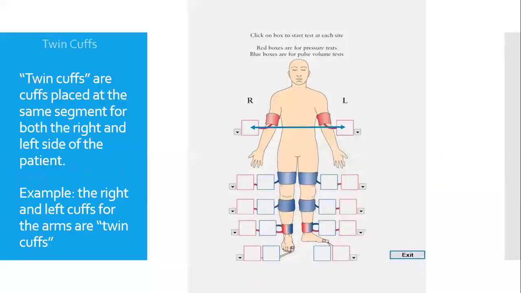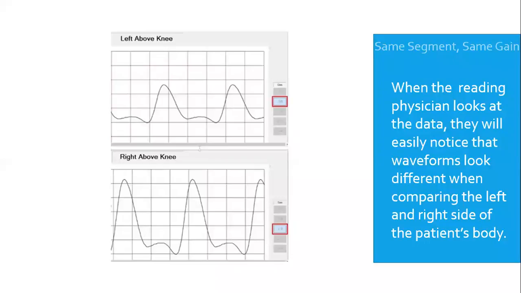Twin cuffs. When choosing the gain for a PVR, we need to set twin cuffs to the same gain. Twin cuffs are placed at the same segment for both the right and left side of the patient. For example, the right and left cuffs for the arms are twin cuffs. Same segment, same gain.